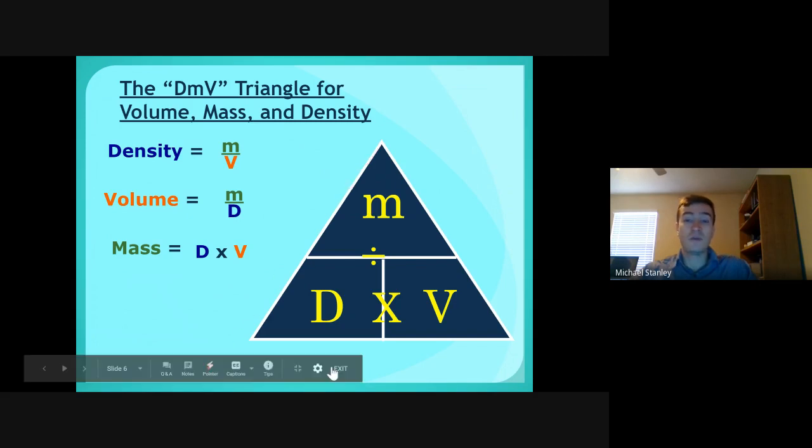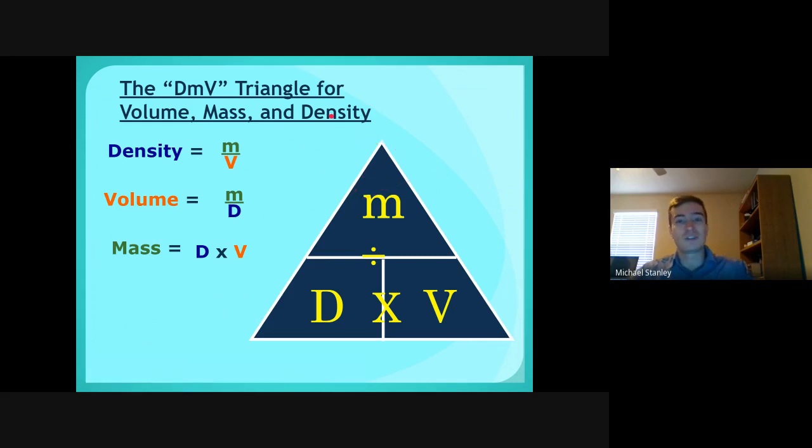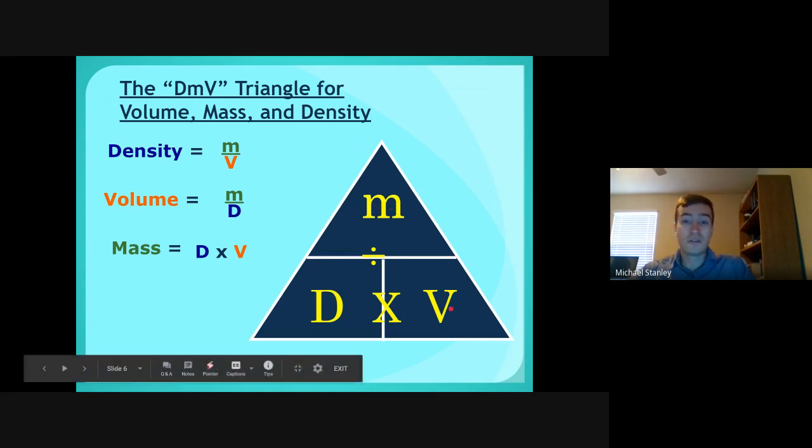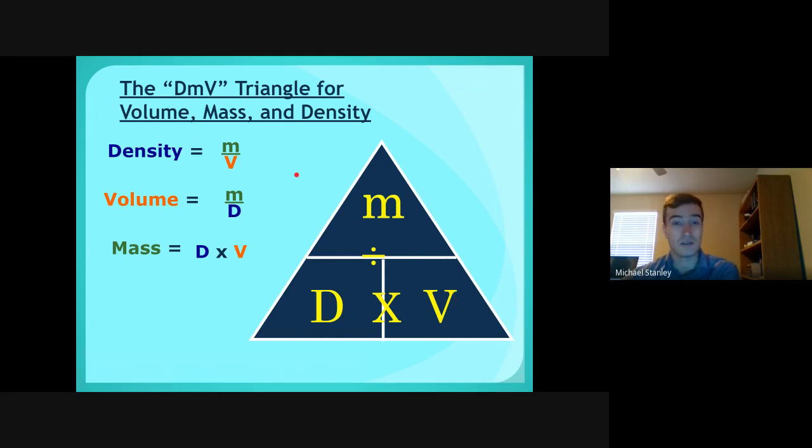One way that some people like to think about it is with what's called the DMV triangle, or the MDV triangle. It's the idea that if you're looking for one of these measurements and you have the other two, you can use this little triangle to figure out what the equation is that you need.